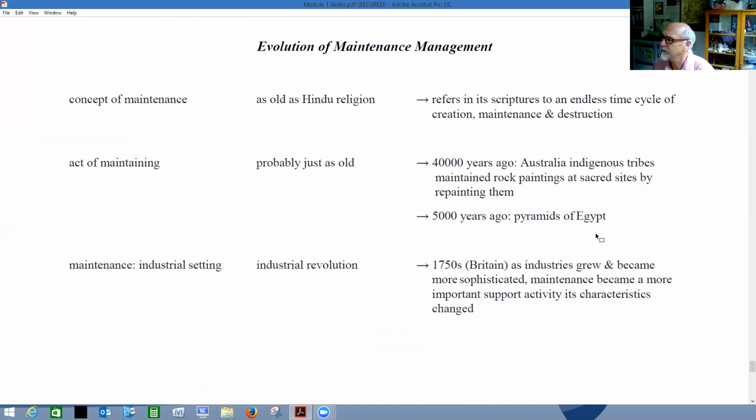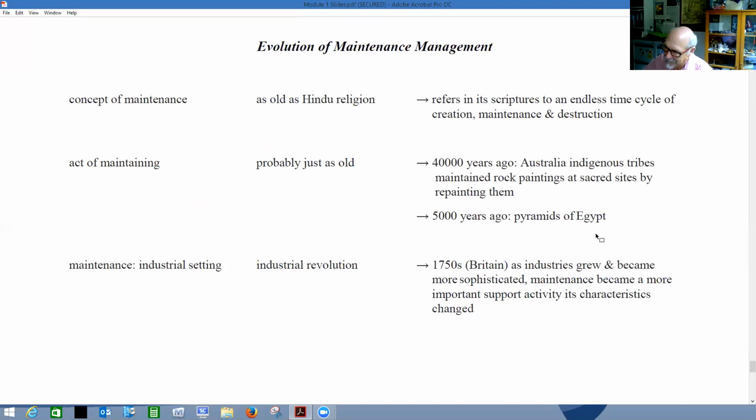So just to finish off, we're going to talk a little bit about the maintenance management and the evolution of it. Well, it might seem odd to you, but in reality, maintenance has been around for a long time, I suppose, depends how we argue, but the concept of maintenance is as old as the Hindu religion. It refers, in the scriptures, to an endless time cycle of creation, maintenance, and destruction.